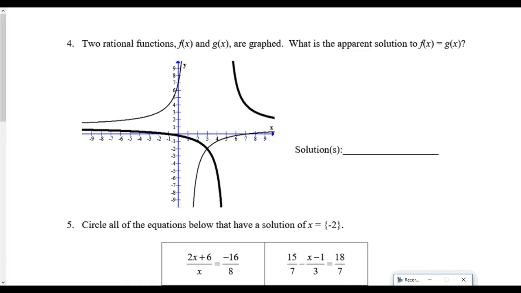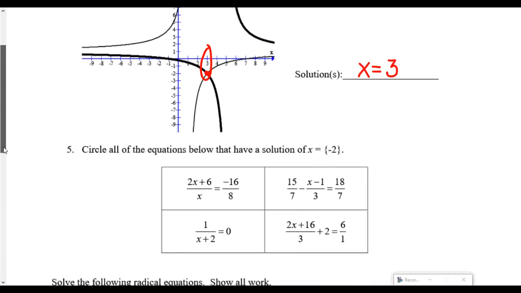Okay, problem number 4 says two rational functions, f of x and g of x, are graphed. What is the apparent solution to when f of x equals g of x? This is just asking us to solve the equation, and we're solving it by graphing. So I'm looking for where these two things cross. They cross at one spot. All I care about is the x solution. So the solution would be x equals 3. All right, the y value doesn't matter, and I can see they only cross the one time, so that would be my only solution.